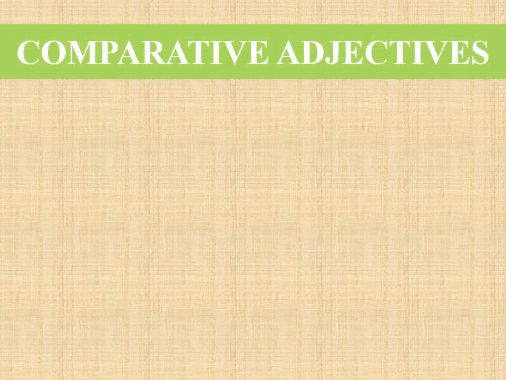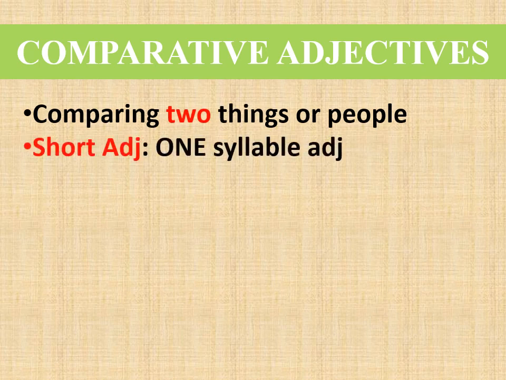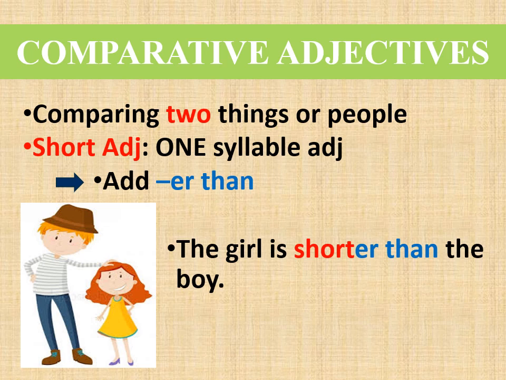What are comparative adjectives? We use comparative adjectives to compare two things or people. With short adjectives, meaning just one syllable, we add -er to it. Look at the picture. We have the boy and the girl. The girl is shorter than the boy. We add -er to short.